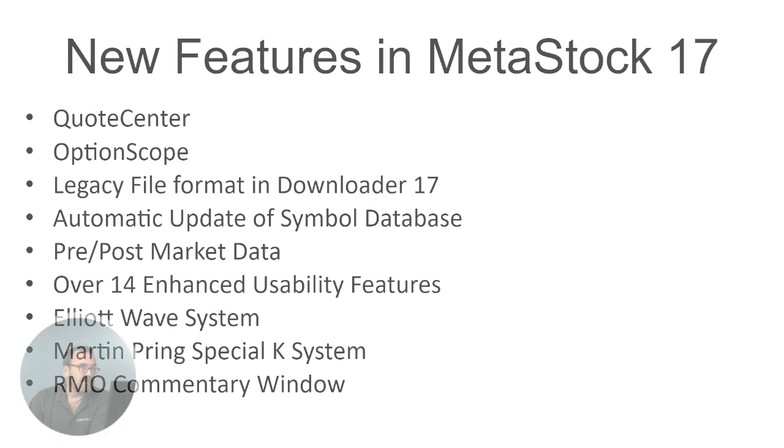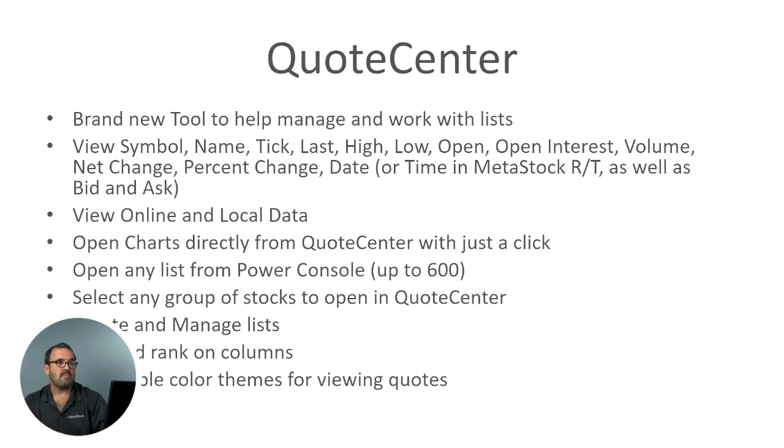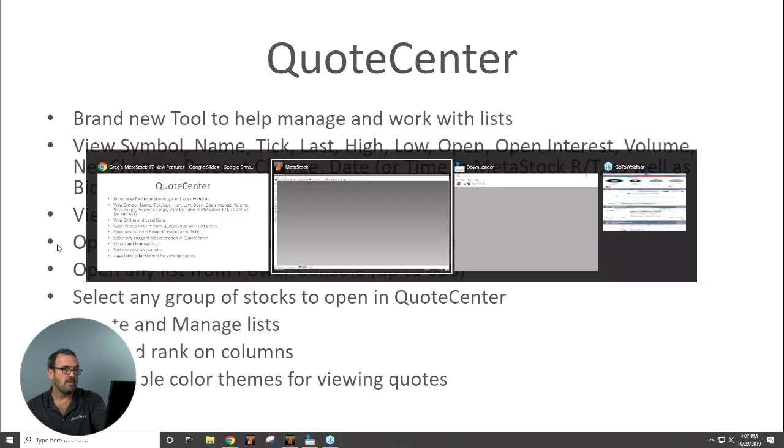Now, I have to say, of all of these things, there's been a lot of excitement about the first two especially. And the first one is QuoteCenter. QuoteCenter is basically a list tool. It's how you manage your lists of either positions you're in or your pick list or your portfolio to really get a good high-end view and then quickly granular and dig deep view of what you're doing right now in the market. It includes the ability to view symbols, view online and local data. It can open charts directly from there. And let's just go ahead and open it so we can show you what I'm talking about.